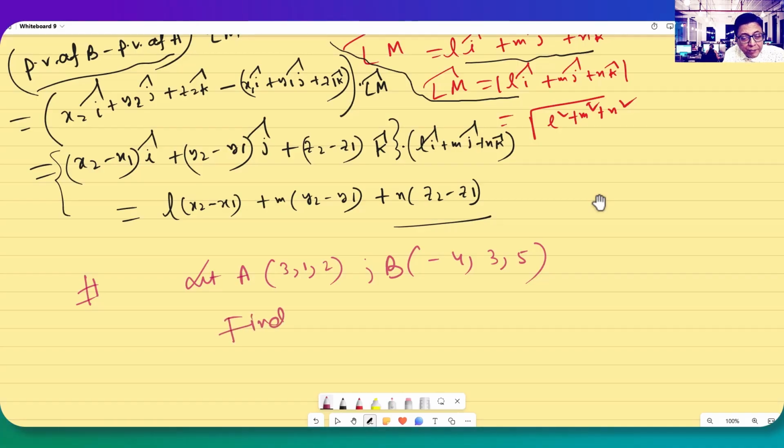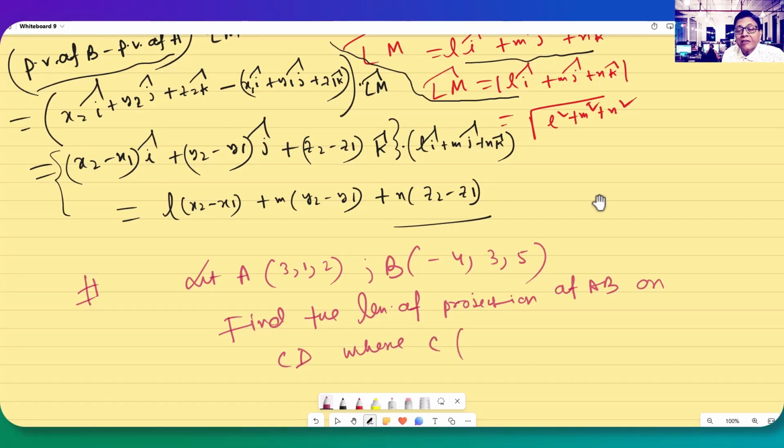Find the length of projection of AB on CD, where C is this point, say -3, -2, -4, and D is 7, 8, 3. Okay? So how do you solve the problem here? Start thinking.